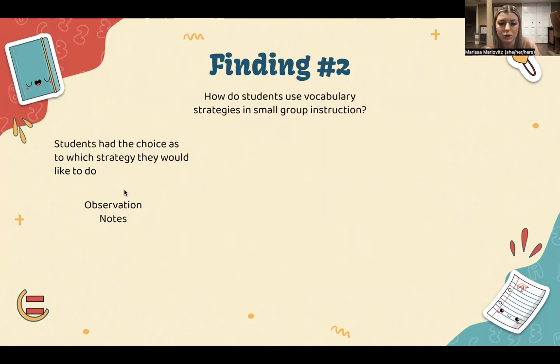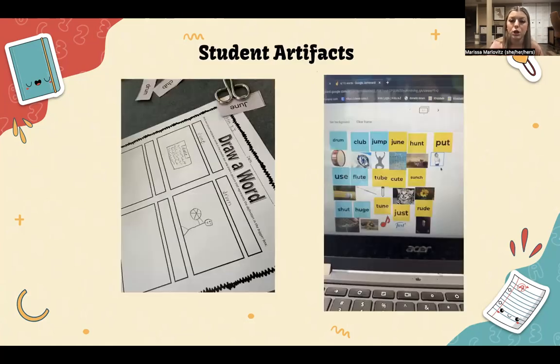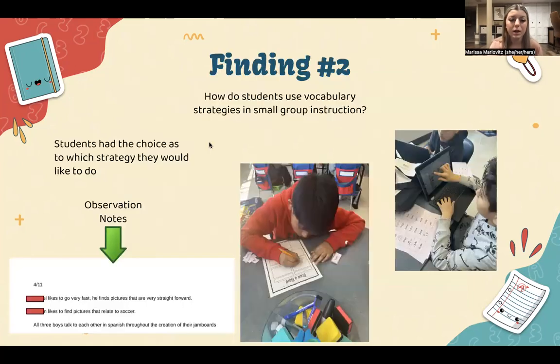And then finding number 2, how do students use vocabulary strategies in small group instruction? So students had the choice as to which strategy. Let me go back. Sorry, they had a choice of which strategy they would like to do. So I kind of took observation notes a lot during these days in the case study. And so on April 11th, I noticed that some students like to go really fast. They find pictures that are very straightforward.